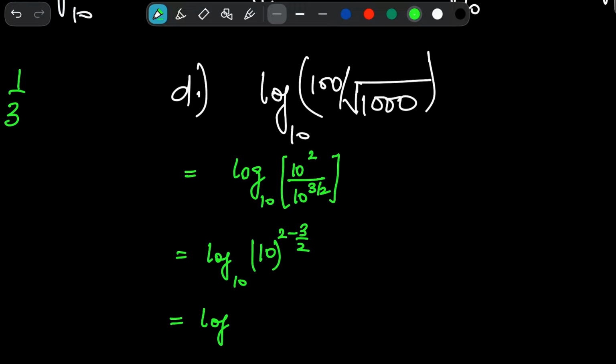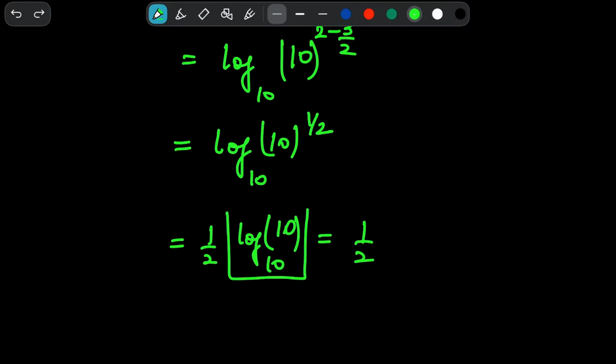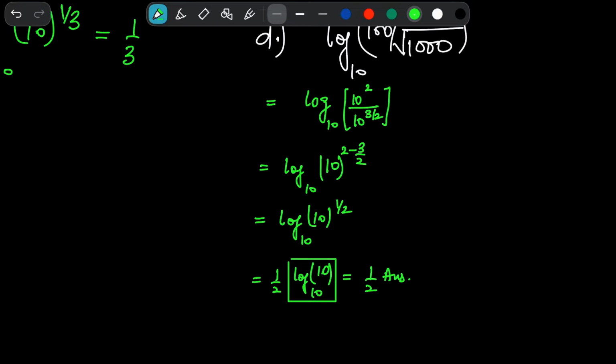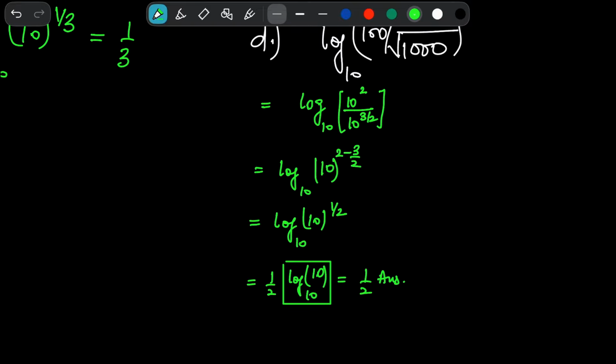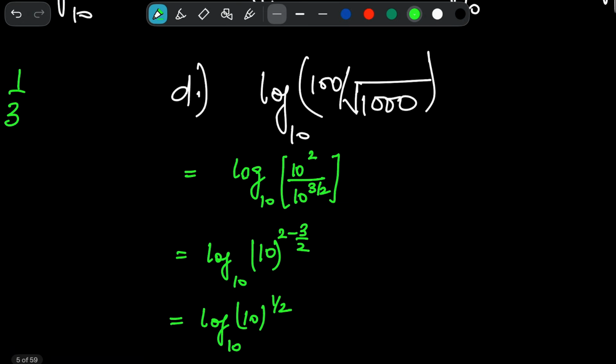In the next step I can write 2 minus 3 by 2 becomes 1 by 2, base remains 10, and then I can write this expression as 1 by 2 log 10 base 10, which actually becomes 1. So this particular expression will give you 1, and then we are left with the final answer as 1 by 2. Okay, so keeping the pace, let's do one more question based on the same concept. Now let's move on to the next question to understand how much we have understood this.